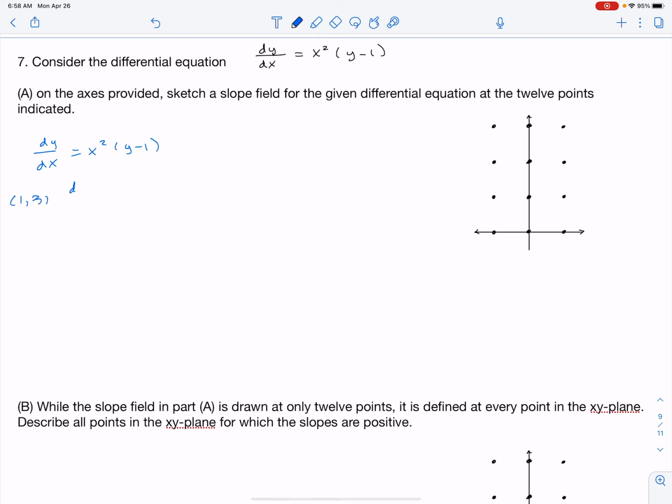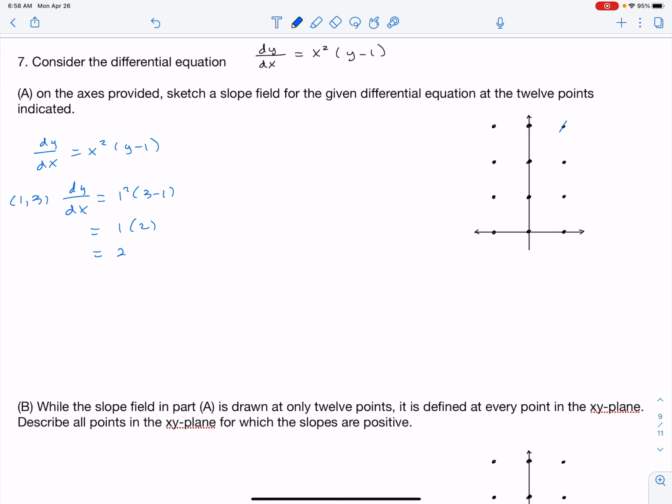So we're going to plug that in. I plug in 1 for x, so this is 1 squared, and then I plug in 3 for y, 3 minus 1, and I get 1 times 2, which is 2. What that means is that the slope of the tangent line at this point (1, 3) is 2. So I draw a little line with a slope of 2.